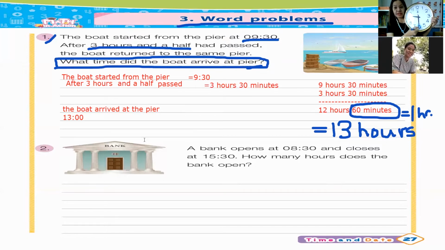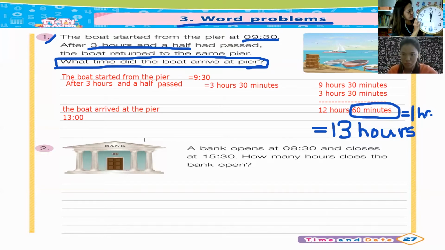Okay. So 9:30. And it says 3 hours, 30 minutes before it came back to the pier. So we just count 9, 10, that's 1 hour, 11, that's 1 hour, 12, that is 3 hours. And a half, 30 minutes. So it arrived what time? After 3 hours and 30 minutes. So we put it 9, 10, 11, 12. We put the shorthand at number 12, and the longhand, 30 minutes, at number 6.